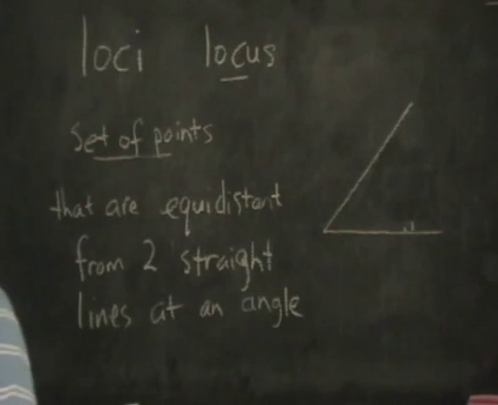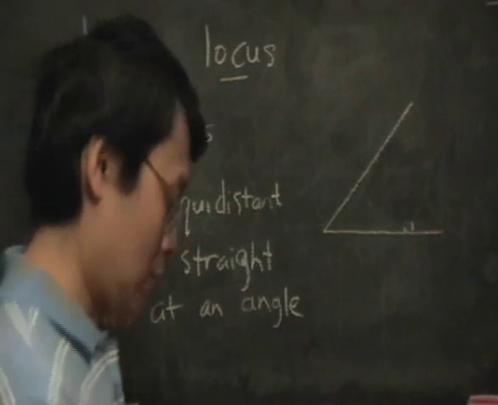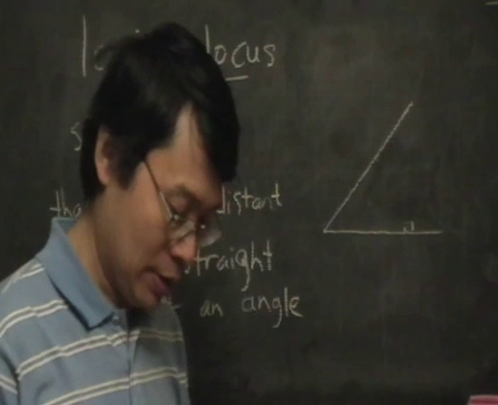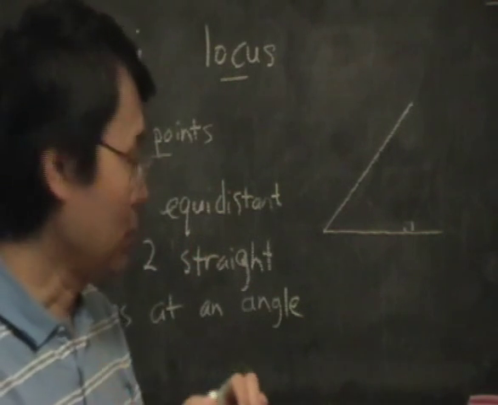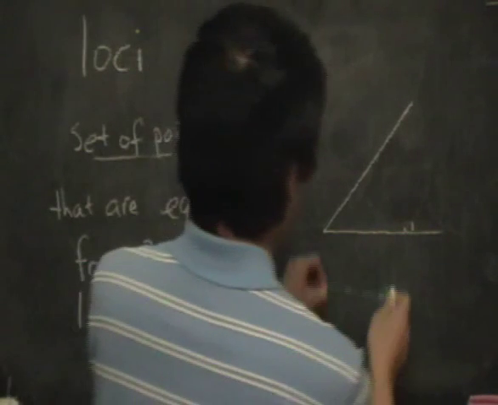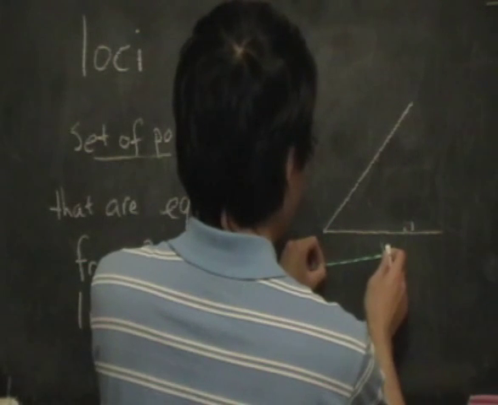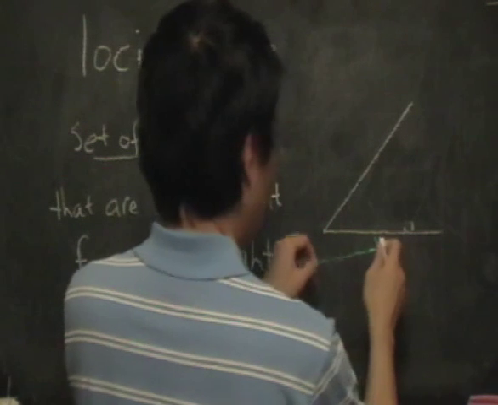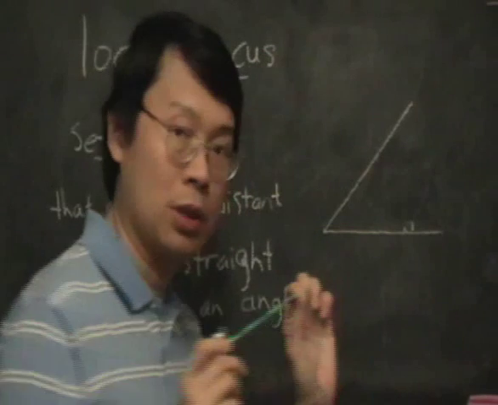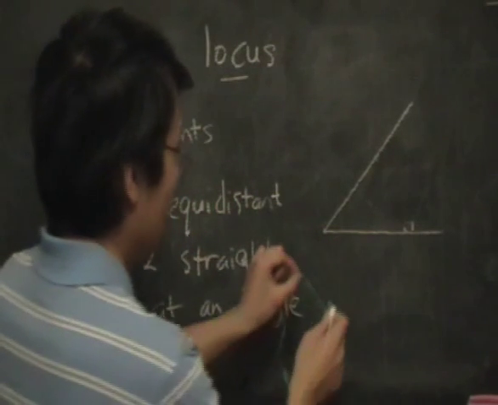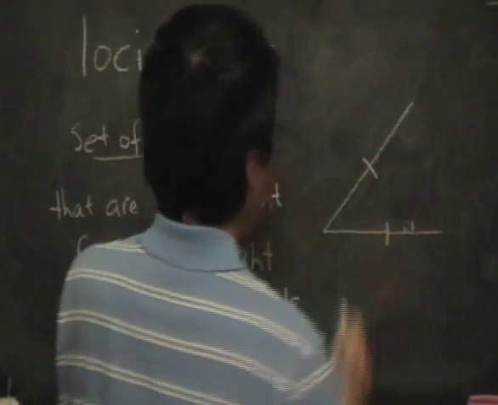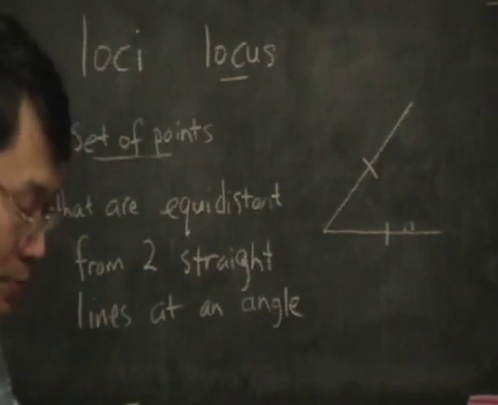Alright. Now we need our compass again. So open up your compass to some distance, maybe roughly half the length of each line. Put the sharp point at the angle and draw two arcs, one crossing each line.